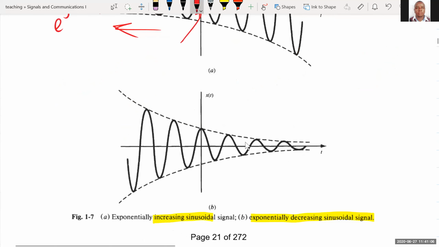And of course, this other figure B shows an exponential decay, or an exponential decrease in time. And of course, this is the one that you express as e^(minus j omega naught t), where omega naught is the radian frequency.